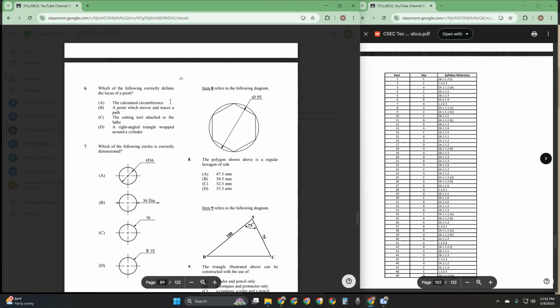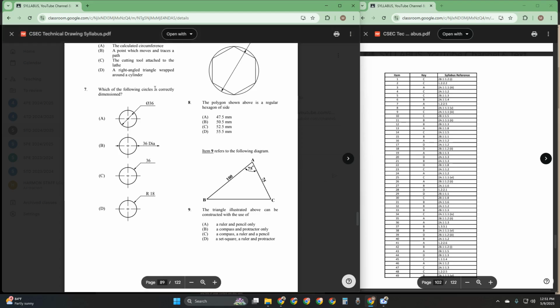Number 6, which of the following correctly defines the locus of a point? The calculated circumference, a point which moves and traces a path, the cutting tool attached to the lathe, a right angle triangle wrapped around a cylinder. Number 6, B. So the locus of a point is a point which moves and traces a path. So this question comes up when we have to do cycloids, etc.